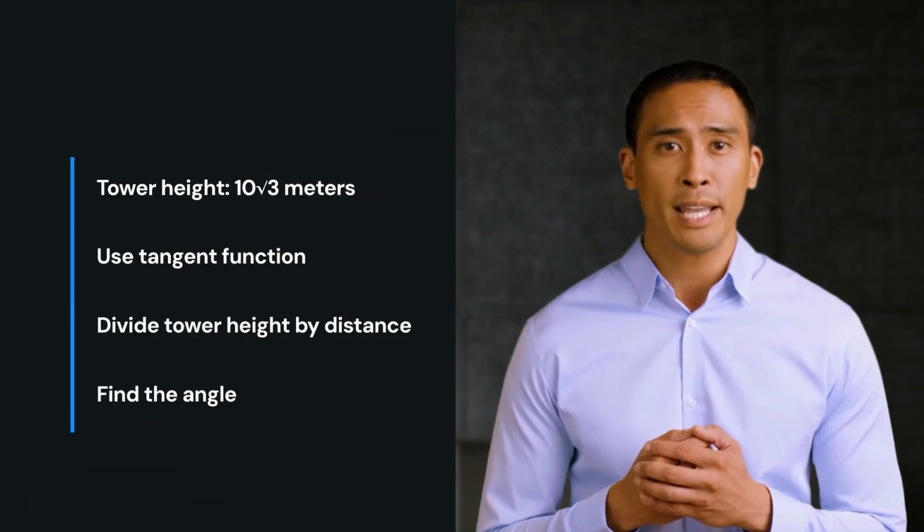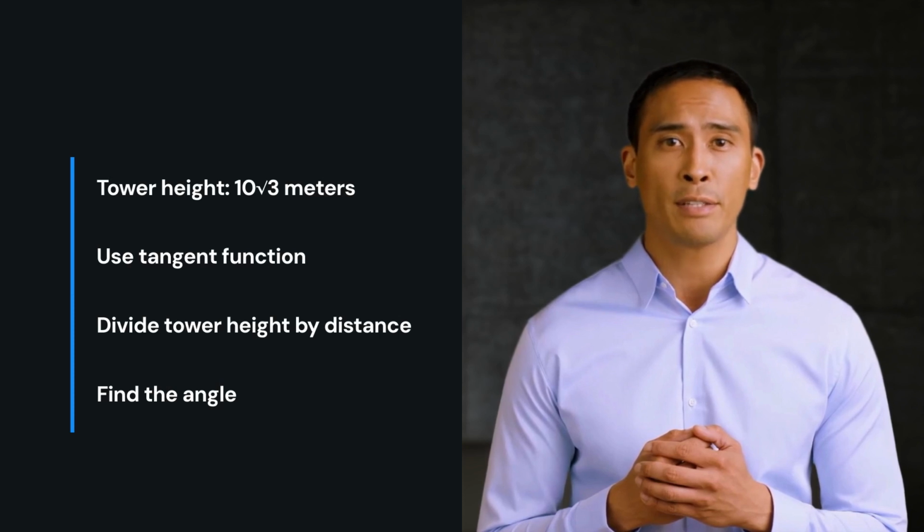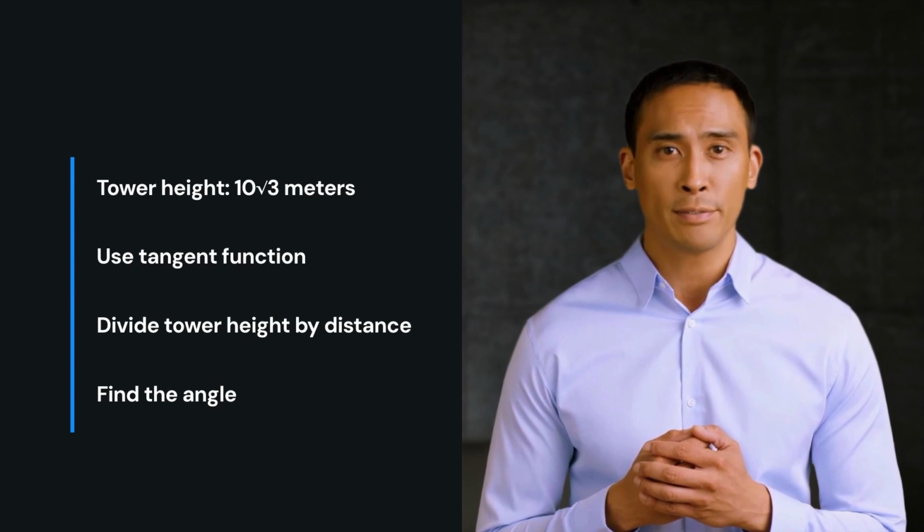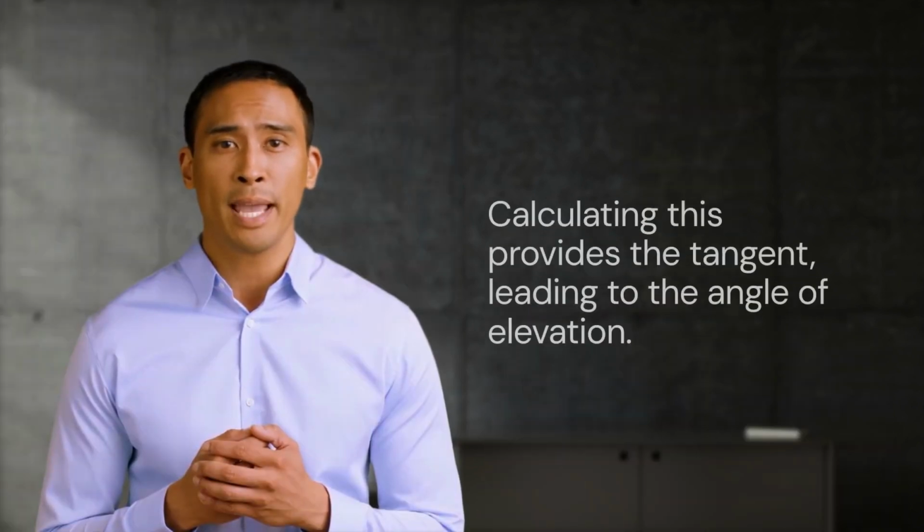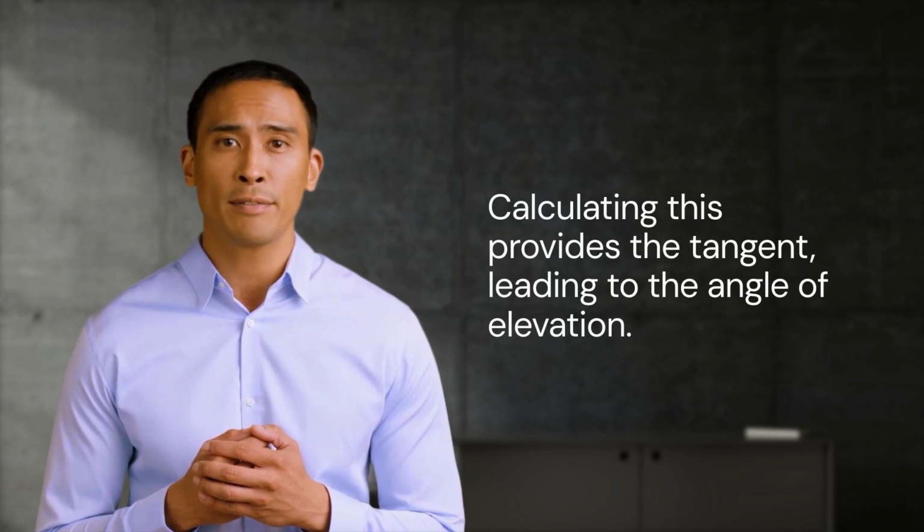Let's apply this to a real-world problem. If you're standing 30 meters from a tower and need to find the angle of elevation to its top, you'd start by marking your distances. If the tower is 10 meters high, using the tangent function will help you find the angle. Simply divide the height of the tower by your distance from it. Calculating this gives you the tangent of the angle, which leads you to discover the angle of elevation itself.